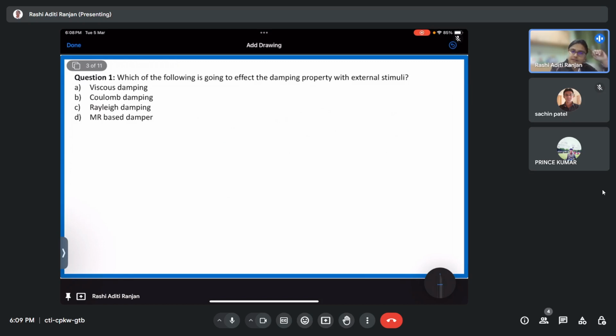So first one is the viscous damping. By viscous damping, what I actually mean is that our damping force Fc is equal to c times x dot, where x dot is the velocity, or the differential of x with respect to time, and c is my damping coefficient. Here you can see that my Fc is varying linearly with x dot. If I plot Fc versus x dot, then this is a linear graph.